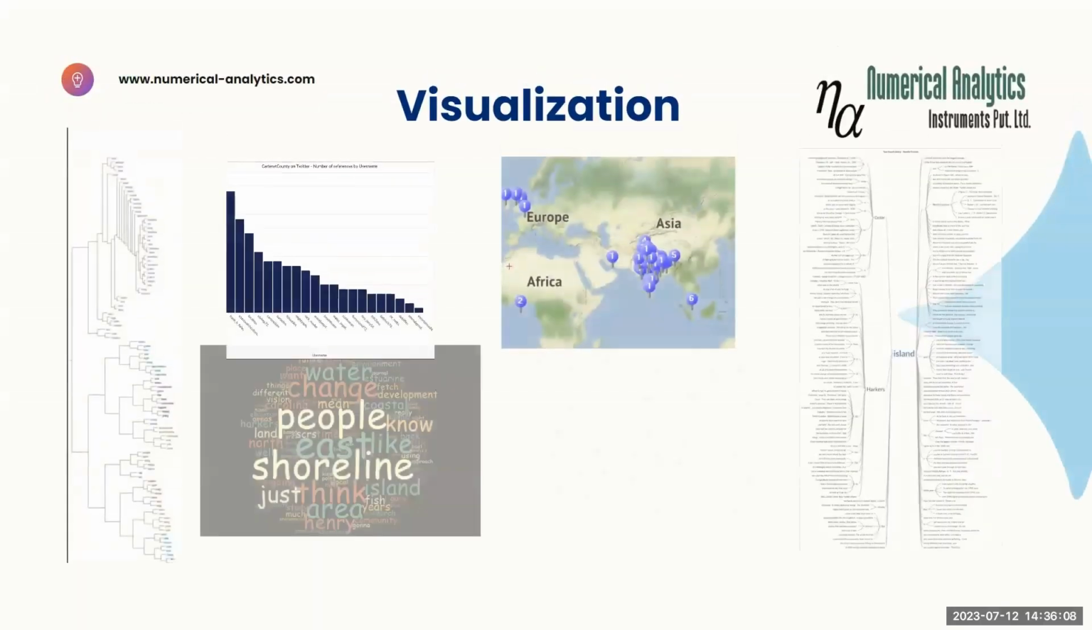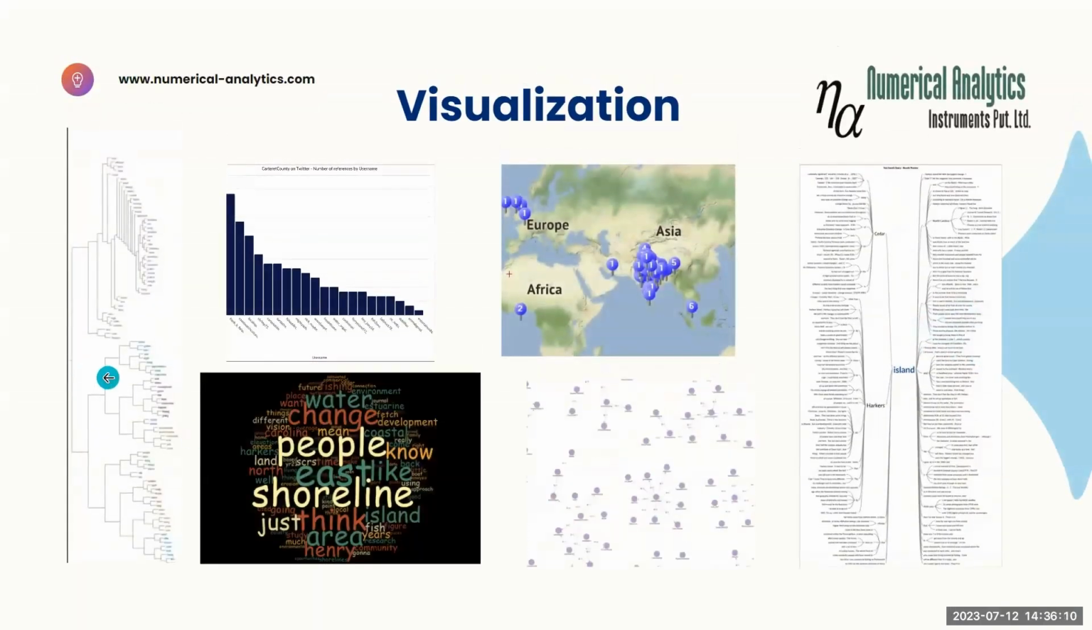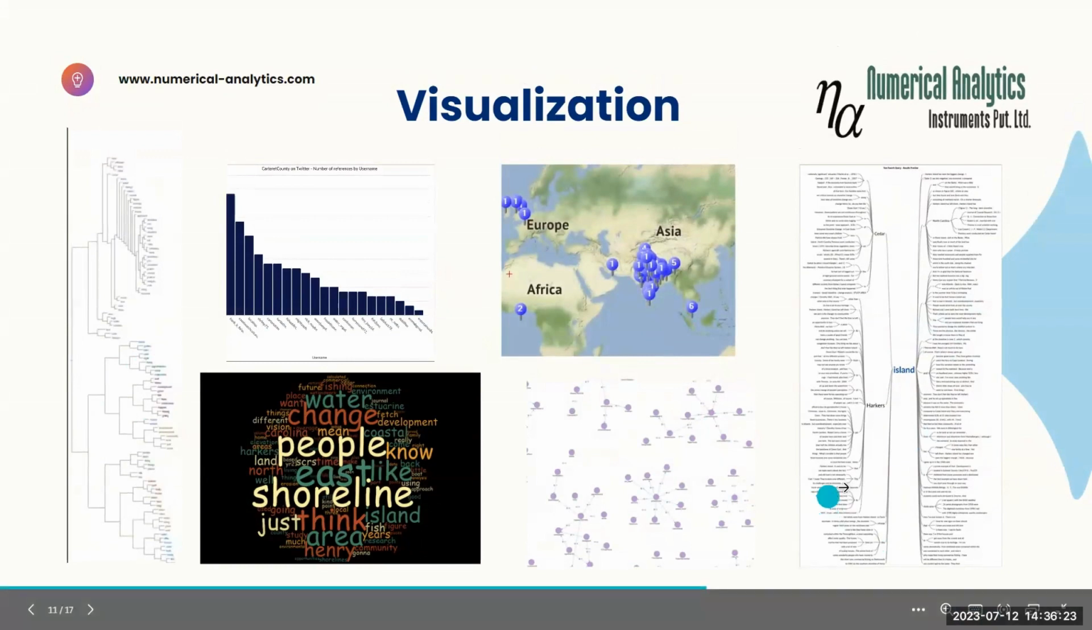These are the visualizations that I was talking about. Right here is the cluster analysis. This is a bar chart. This is a word cloud. This is a world map. This is a Twitter sociogram, and this is a tree map. So all these can be extracted from NVivo, and we'll see how all these can be generated.